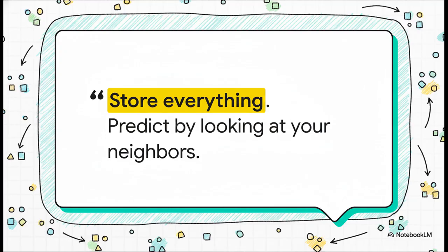The entire core philosophy of KNN can be captured in just one phrase. Store everything. Predict by looking at your neighbors. Seriously, that's it. Unlike other machine learning models that spend days or literally weeks crunching data to learn abstract parameters, KNN just memorizes the data. It stores the entire training set, skips the training phase completely, and relies purely on the intuitive idea that similar things exist close to each other.